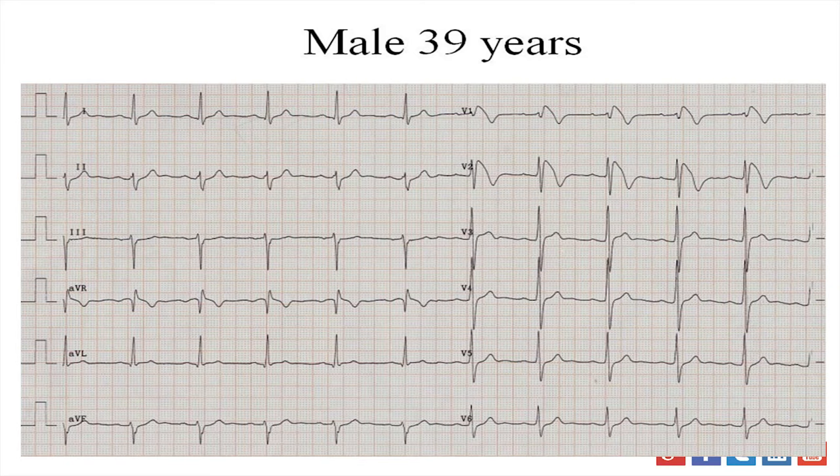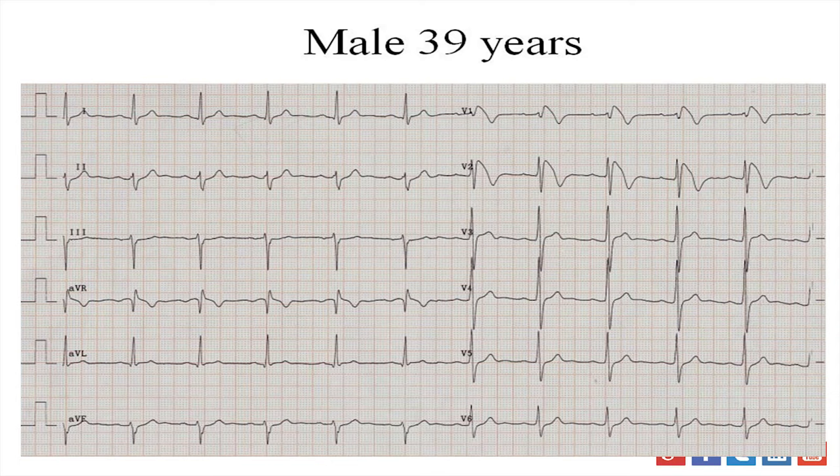Male, 39 years old, what do you got here? If you look at V2, V3, V1, you've got that sharp shark fin pattern. This is Brugada. It's a channelopathy. Sodium channel has a problem and it causes this pattern. A lot of times these people die suddenly, need defibrillators for VFib and VTach. We can do tests to provoke this or try to distinguish the type of Brugada it is. This is a type 1 and it's pretty obvious.